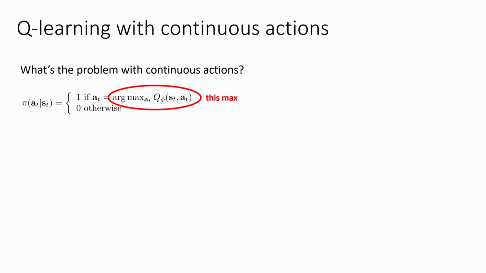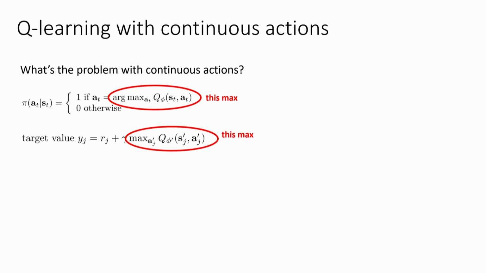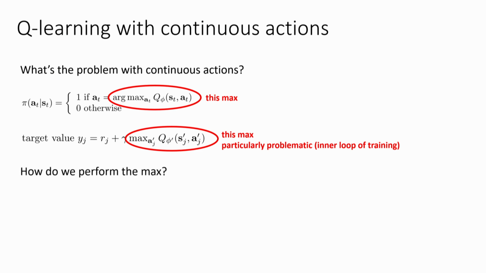Okay, that's good. Well, let's see what I have on my slides and see how much that agrees with what you guys were thinking. Okay, so you need to do this max. It's not just the max in the policy. The max in the target value is arguably more problematic because it's in the inner loop of training. So you don't want some really expensive optimization procedure for this.